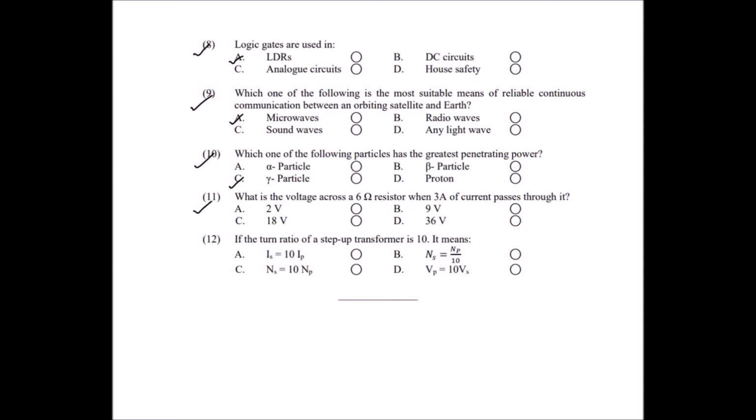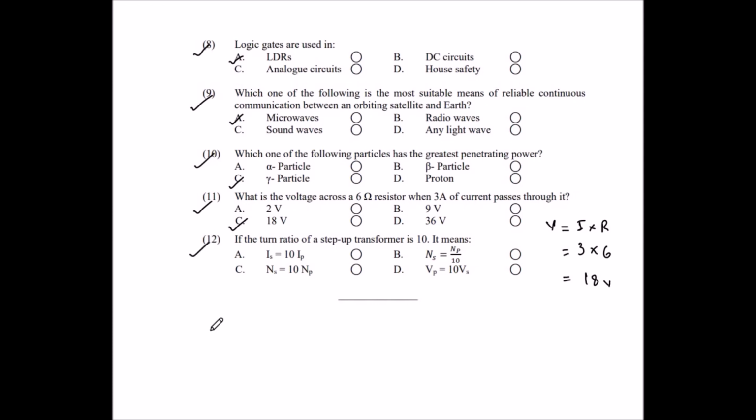Number 11. What is the voltage across a 6 ohm resistor when 3 amperes of current pass through it? The options are 2 volt, 9 volt, 18 volt, and 36 volt. Use this formula for the voltage: V equals I times R. Here we have current of 3 amperes and resistance of 6 ohms. Finally we get 18 volts. Option C is the right answer.